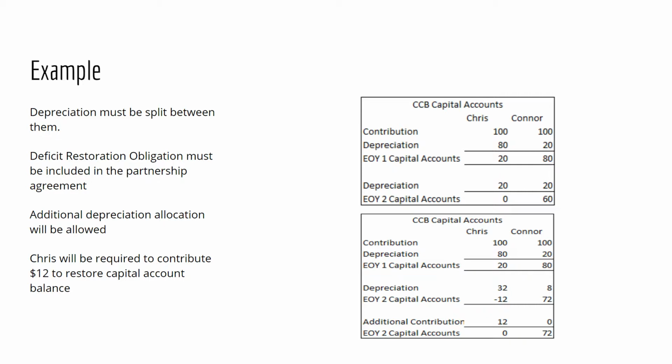A deficit restoration obligation requires general partners to make up their capital account deficits. So if your capital account goes below zero, you are required to add more money into the partnership, which we see here on this very bottom table. Chris will have to add $12 more of contribution to get that capital account balance to zero.